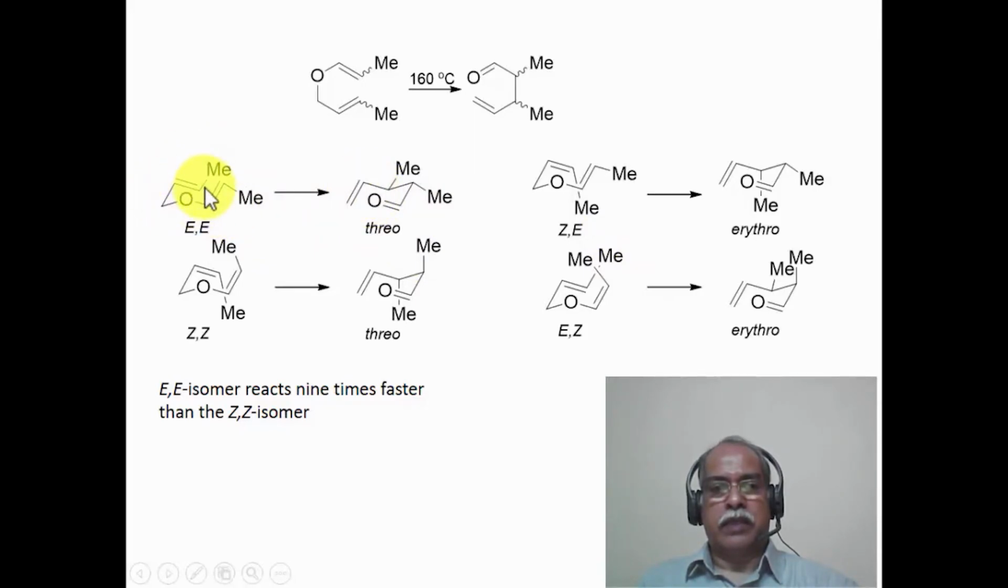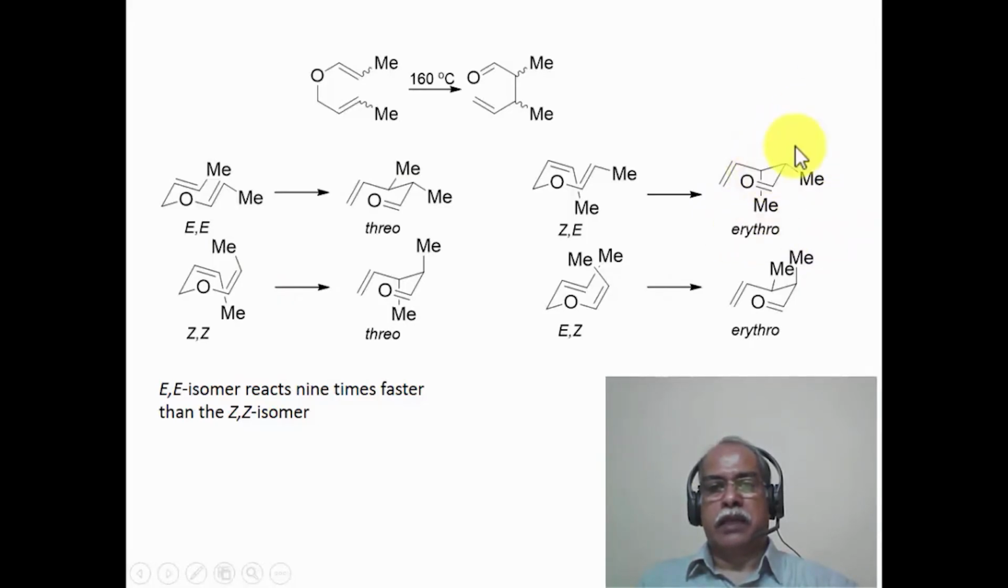The starting material chair form is written. If you form a carbon-carbon bond here, essentially one of the methyl groups will be in this equatorial position, the other methyl group will be in the adjacent equatorial position, which corresponds to the threo isomer. On the other hand, if one of the methyl groups is in the axial position, the other methyl group is in the equatorial position, that would constitute the erythro isomer.